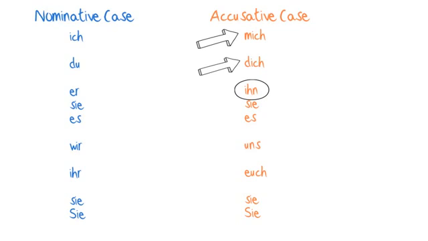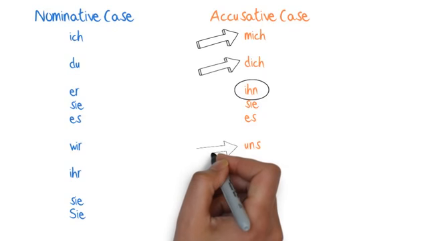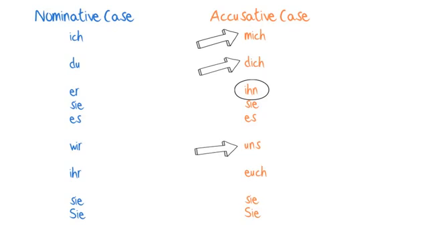In the third person, you'll notice that er becomes ihn. This corresponds to he and him in English, and it also fits in nicely with what you already know about masculine nouns in German. Der becomes den in the accusative case, ein becomes einen, and er becomes ihn. All three times, you end up with an N on the end of the article or pronoun used with masculine accusative nouns.